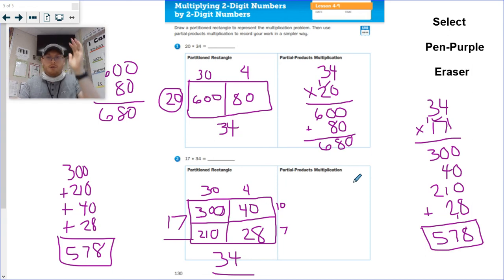All right, so you were going to work on page 131 now with those examples, partial products, and then you are going to be working on math boxes. If you have any more questions, let us know. We can try to help you as best as possible. Good luck.